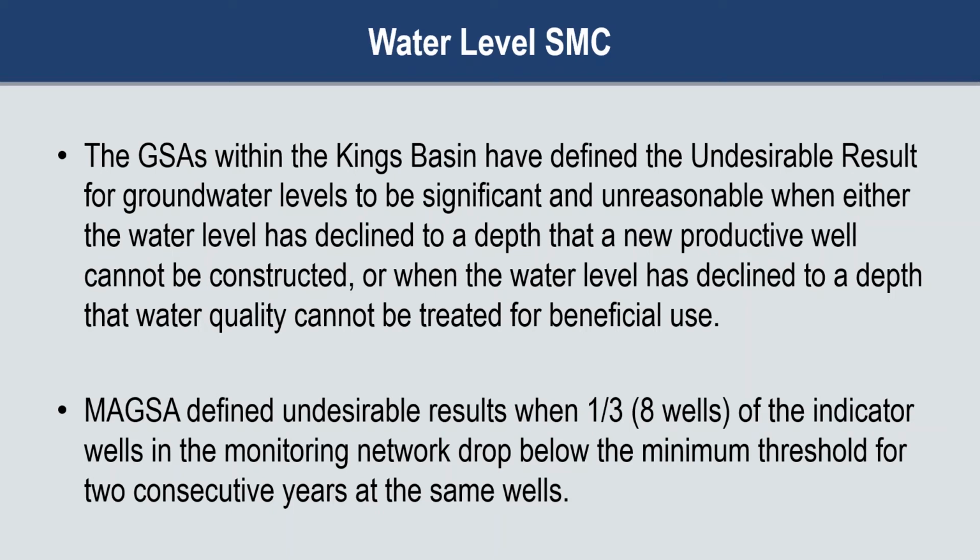So taking that, MAGSA took it a step further to define undesirable results within MAGSA, which is when a third of the wells, or about 8 of the water level monitoring network, drop below the minimum threshold for 2 consecutive years at the same well. So we wanted 2 consecutive years in there to make sure it wasn't a fluke reading, to verify that the water level is in fact dropping and it's dropping below the minimum threshold. If it drops below the minimum threshold 1 year, then rebounds and comes back up, that is not an undesirable result. It has to stay below the minimum threshold for 2 consecutive years. And we wanted to make sure it was at the same well to keep it consistent, make sure it's specific to that area.